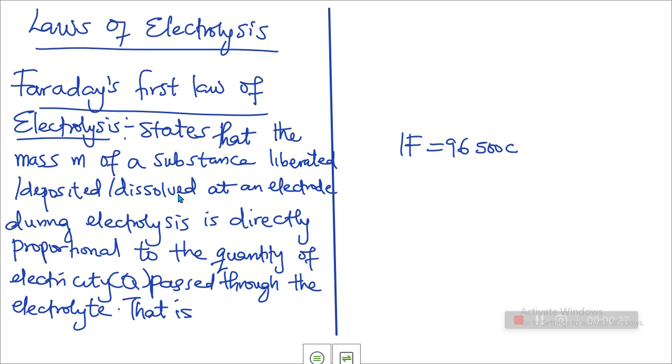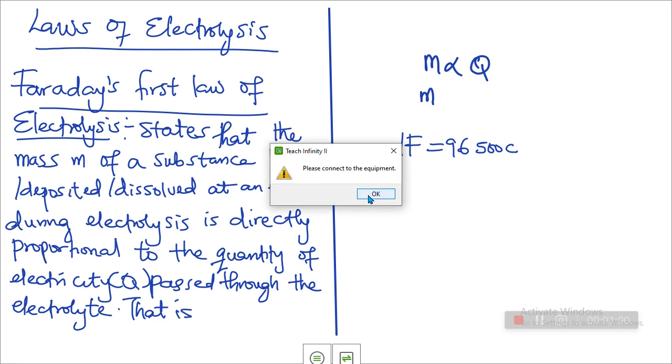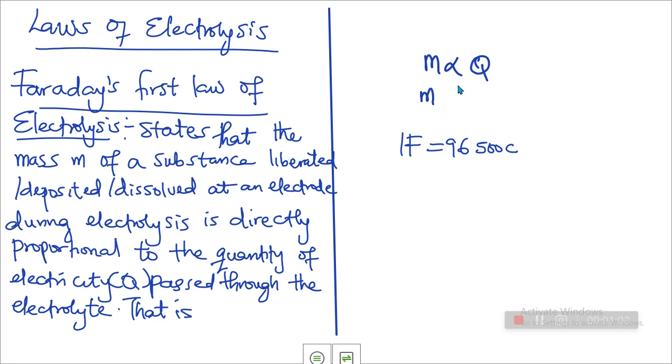Faraday's first law of electrolysis says that the mass m of a substance liberated, deposited, or dissolved at an electrode during electrolysis is directly proportional to the quantity of electricity Q passed through the electrolyte. What they are trying to tell us is that mass is directly proportional to the quantity of charge. I hope you understand. Now, when you want to remove the proportionality sign, what normally happens? You put K, right, in mathematics, but here we will be putting Z instead of K. So the Z here is a constant. I hope you understand.